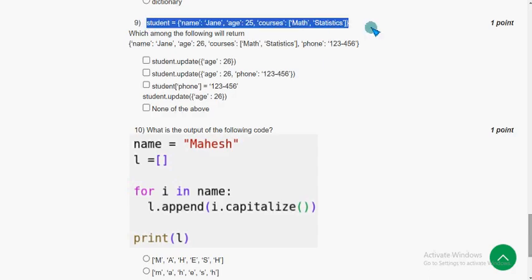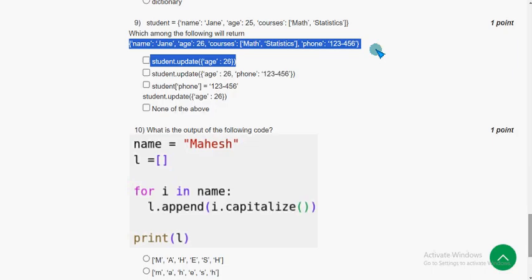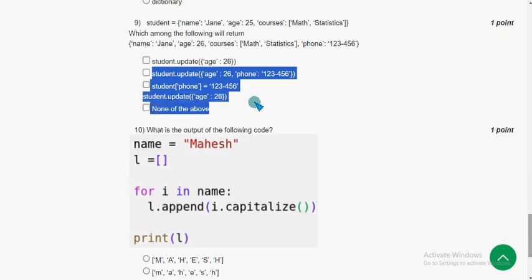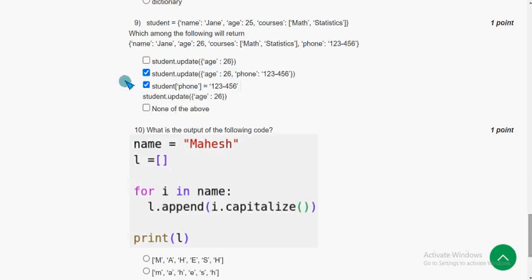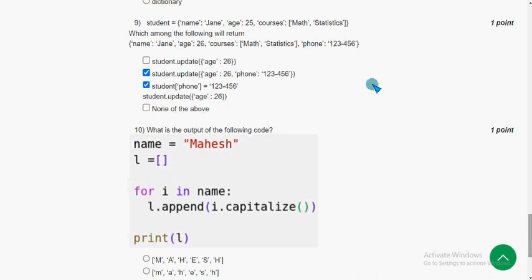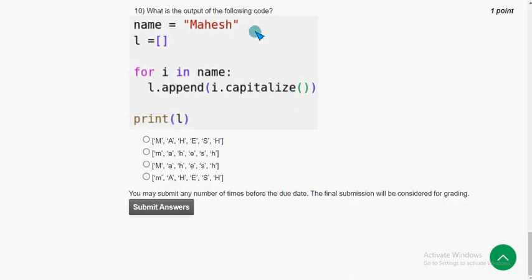Next, 9th one. They have given a dictionary. Which of the following will return the below one, guys? For the 9th question, when I did this, I have got 2 probable solutions, the second one and the third one. So I have got these 2 options as the probable solutions for the 9th question, guys. And moving on to the final question of the assignment, that is the 10th one.